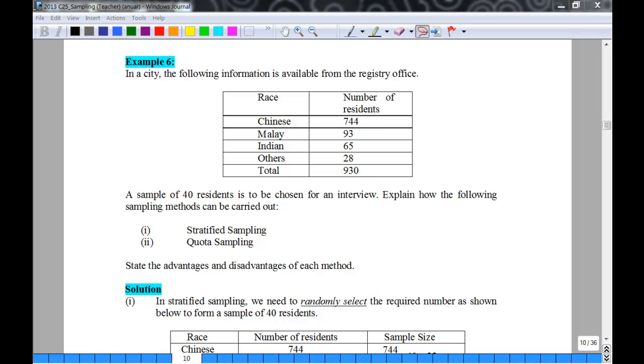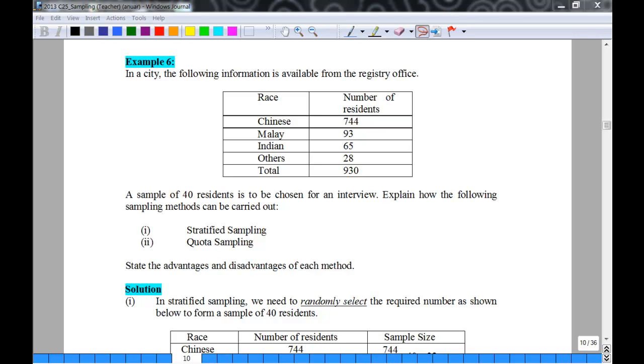Now in example 6, we talk about a particular city where certain information on the number of residents according to race is given as follows, as what you see here. Now a sample of 40 residents are to be chosen for an interview, and in this question you are asked to explain how the sampling methods are to be carried out. The sampling methods are: number 1, stratified sampling, and the second one, quota sampling. And you are also asked to state the advantages and disadvantages of each method.